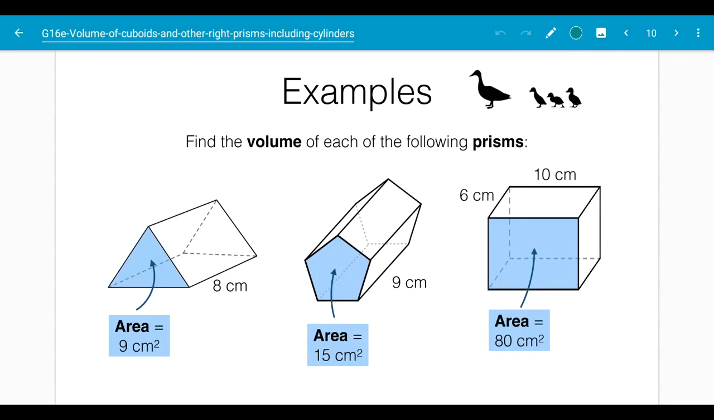Continuing from the lesson from yesterday, we're going to go through a little bit of extra work on prisms and how to find the volume of them. This slide emphasizes how much a prism is literally just one single shape, but sent into 3D.